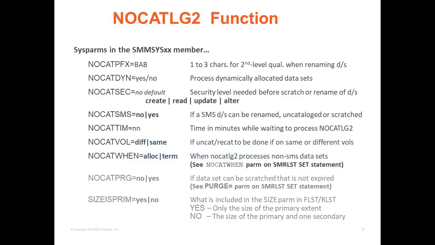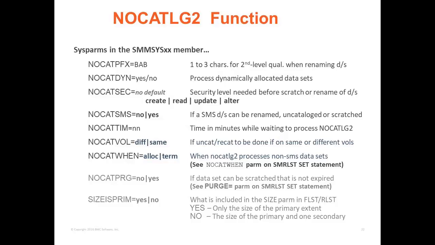The NoCatG2 function is one of the few functions that provides global system parameters that are used during recovery actions. Some have default values, which are fine to use as is, while others do not and must have something coded in order for the function to work properly for the actions requested. The no-cat PFX is the 1 to 3 character second qualifier that will be used when the rename option is used on the RList set statement. The default is BAB. No-cat SMS must be set to yes if the function is to successfully rename, uncatalog, or scratch an SMS managed dataset.